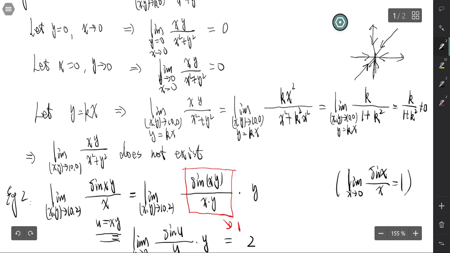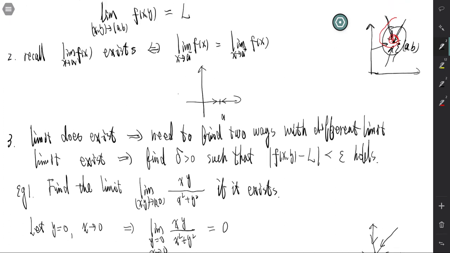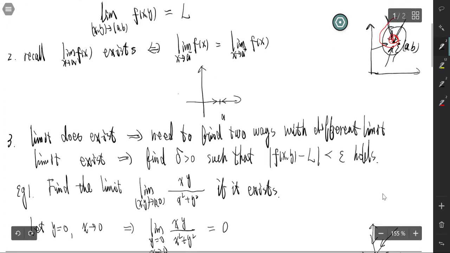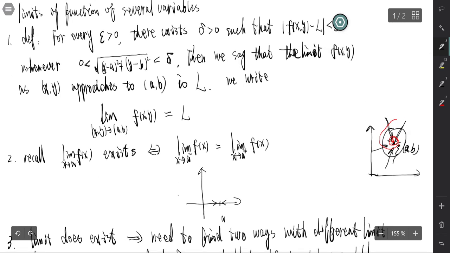Now, if we need to prove the limit exists, we need to find the delta such that the limit holds. Of course, the delta satisfies this equation here. We need to find delta such that whenever the square root of x minus a squared plus y minus b squared is less than delta, then the inequality holds. That's the proof.